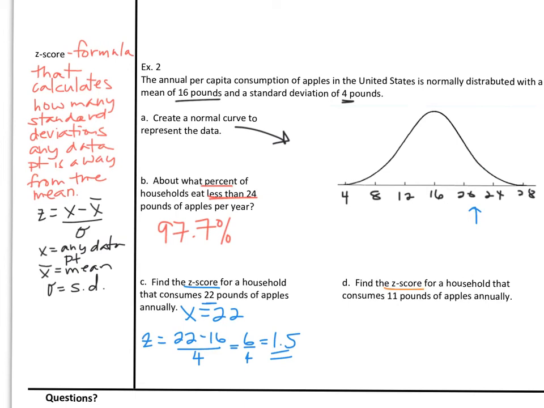Find the z-score for a household that consumes only 11 pounds of apples annually. That means x equals 11. Your z-score then, if we take 11 minus 16, divided by 4, we get negative 5 over 4, or negative 1.25. That's how many standard deviations we are away from the mean. Now there's a way that you can determine the percentage at that point as well, but that's something that can be addressed in a statistics course. So that will actually do it for us for lesson 11.2.